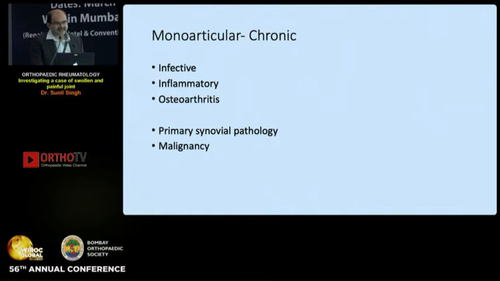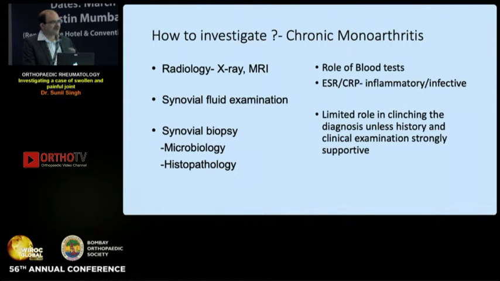If you look at the next category, that is chronic monoarthritis, then infection remains the main possibility here. Imaging followed by a synovial fluid examination remains the first step, and then wherever feasible, one would want to go ahead and do a synovial biopsy to establish the microbiological or histopathological diagnosis. The role of laboratory in this setting is very limited, because it can't make a definitive diagnosis unless the history and clinical examination are really very supportive.